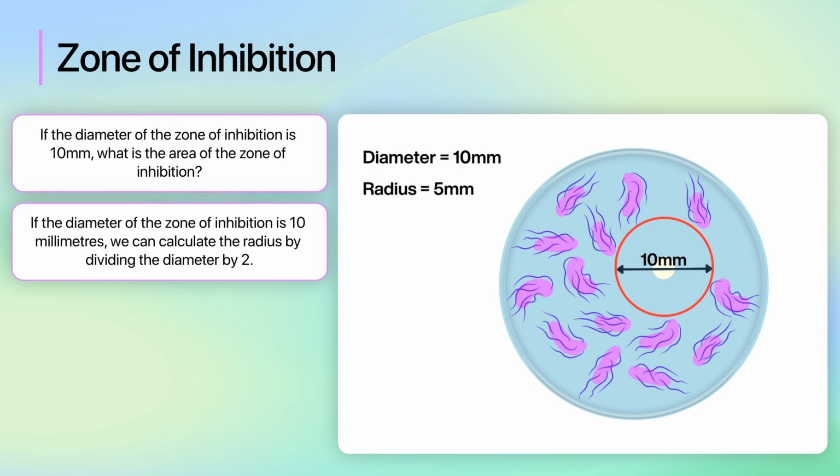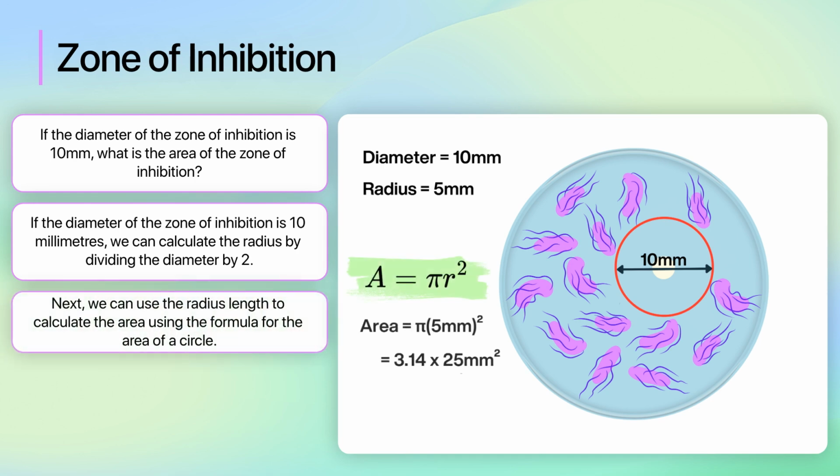Next, we can use the radius length to calculate the area using the formula for the area of a circle. In this case, area equals pi multiplied by 5 squared, which approximately equals 3.14 multiplied by 25 millimeters squared. This gives us a total area of approximately 78.5 millimeters squared.